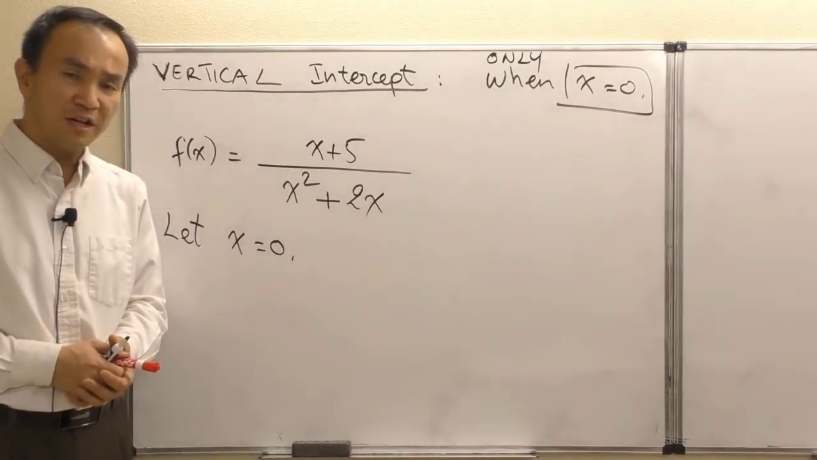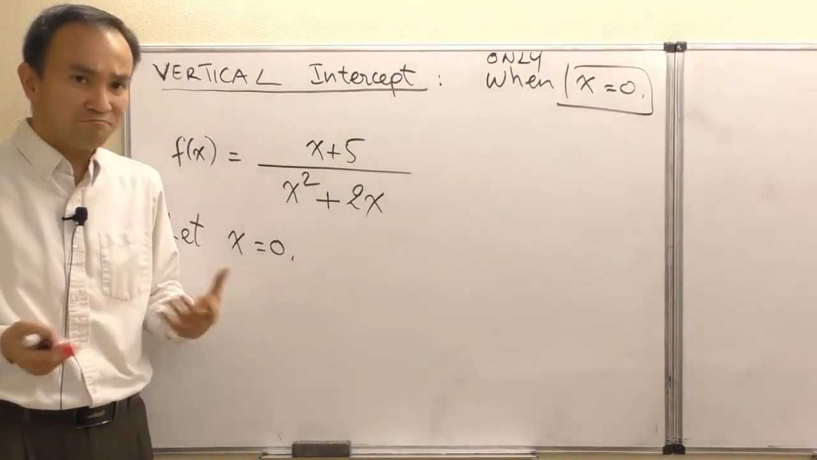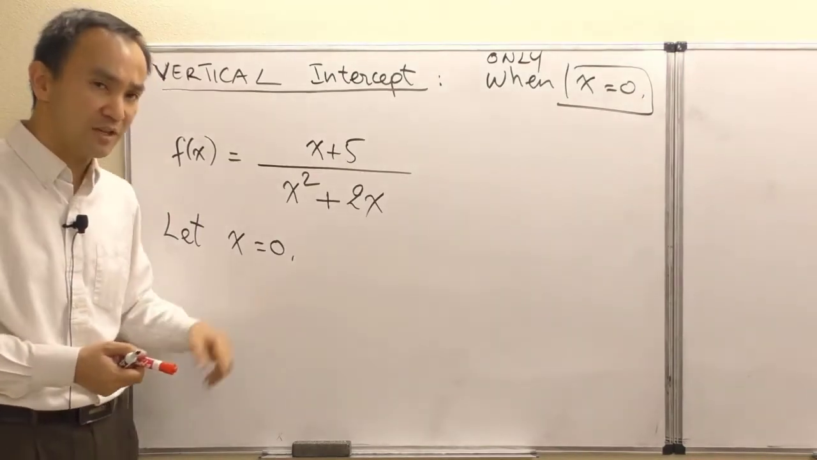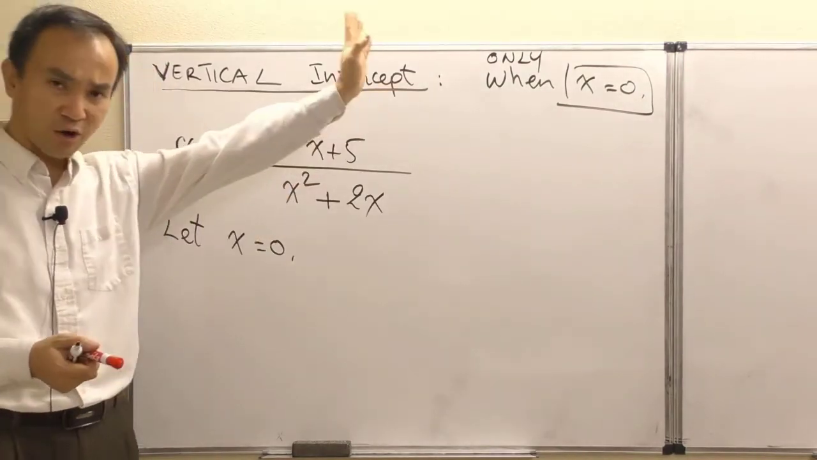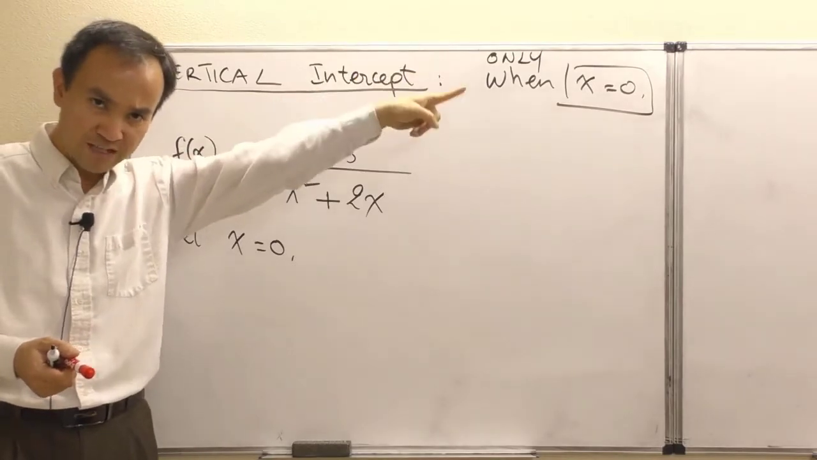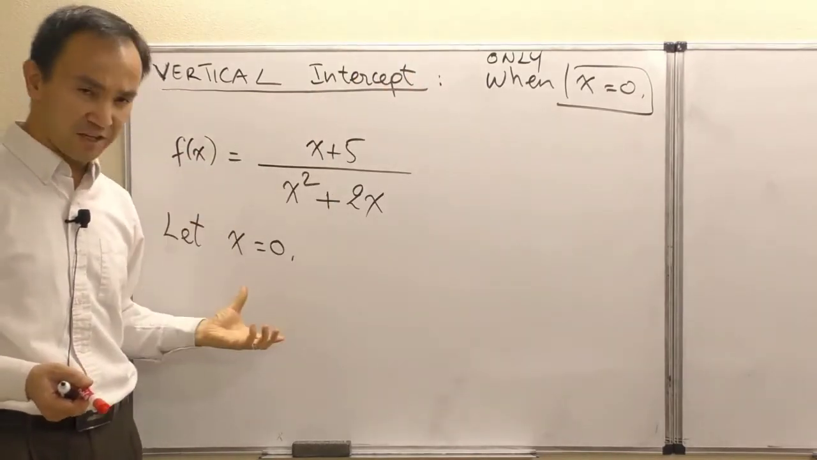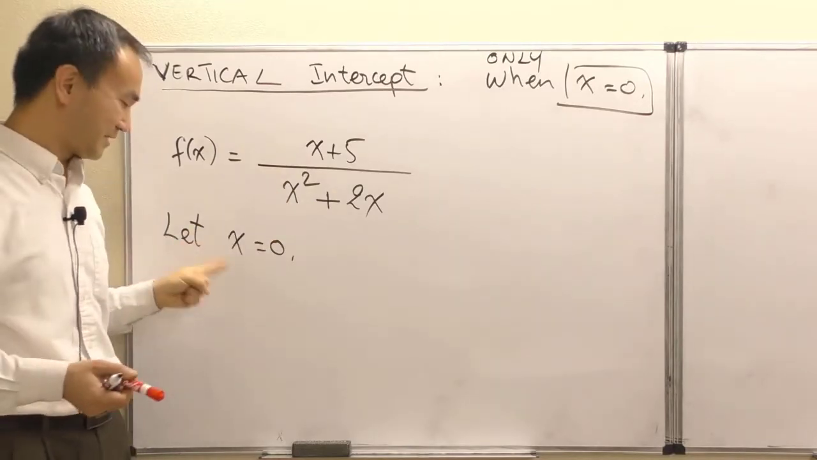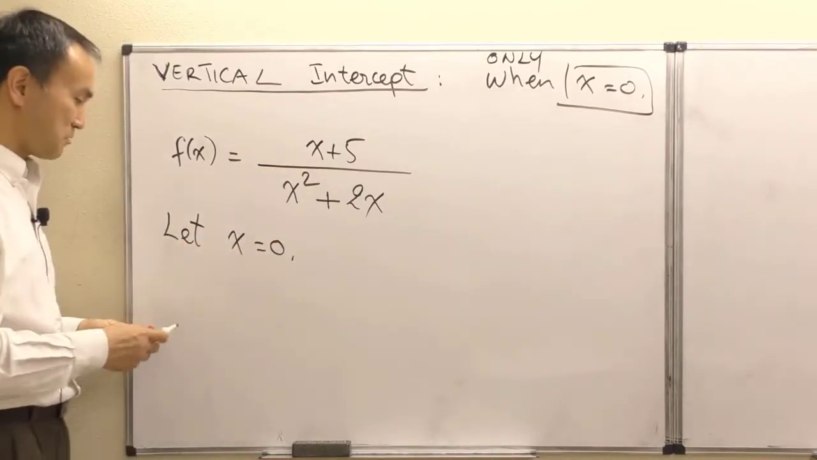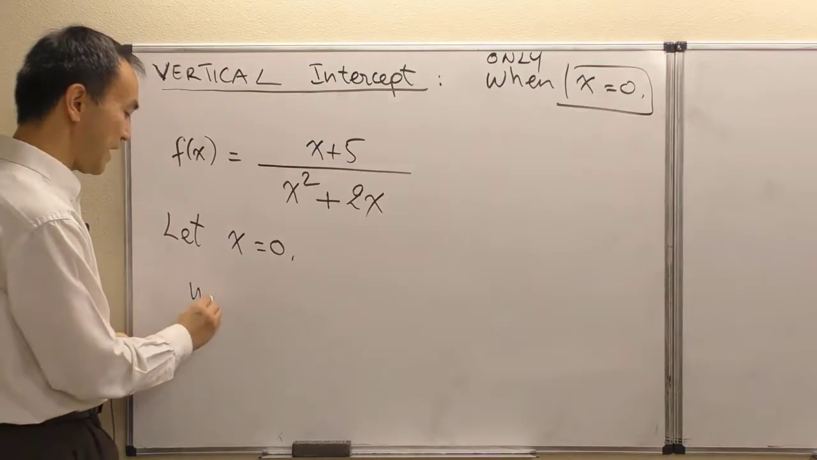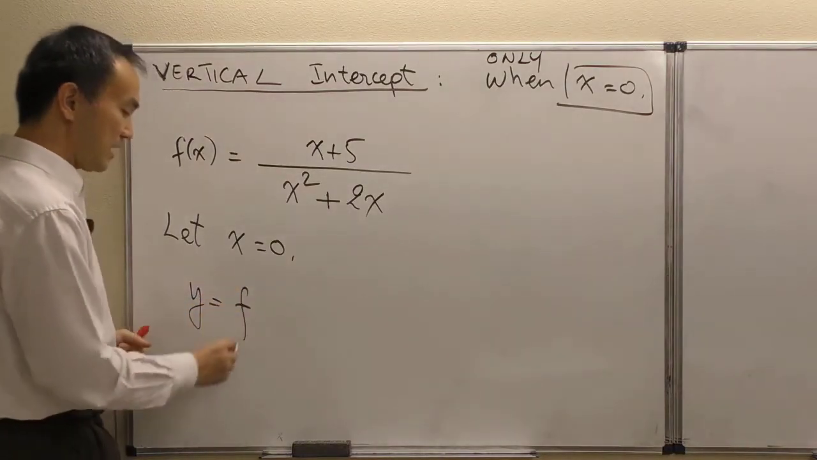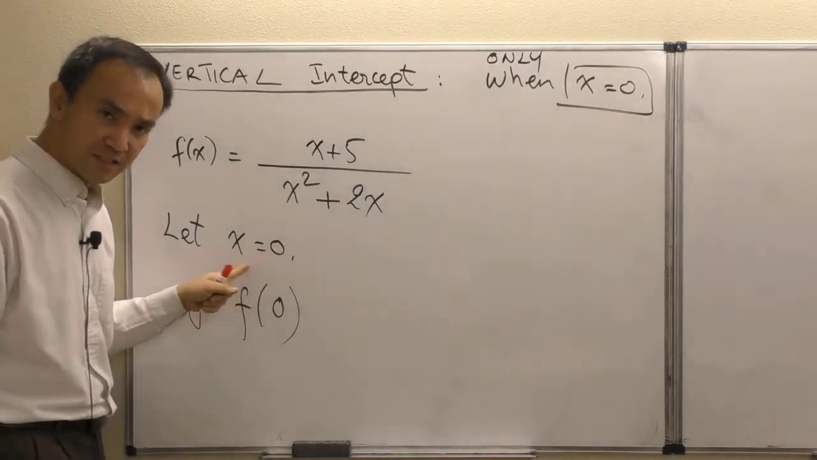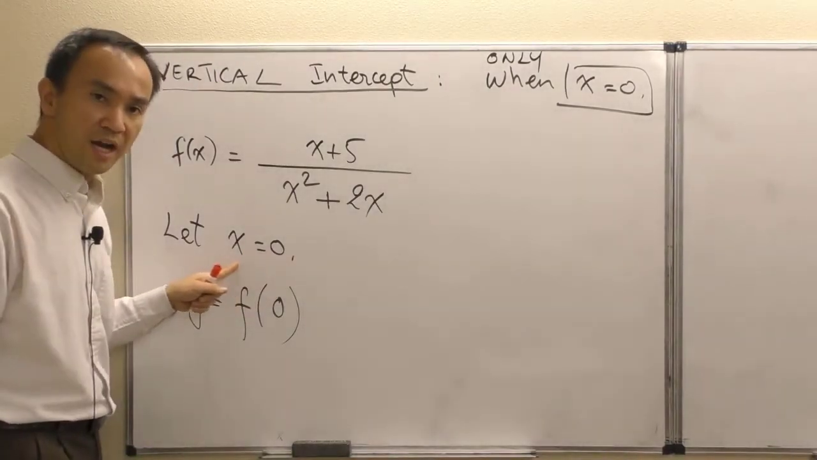Anytime we're finding vertical intercepts, as standard work, we're just going to start out by letting x equal 0. That's why, like I said, we only have a vertical intercept when x equals 0. So it makes perfect sense, on the standard, to let x equal 0. So now the y value will be computed as f of 0.